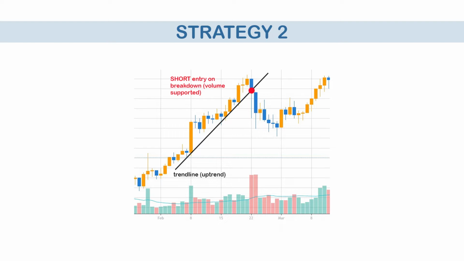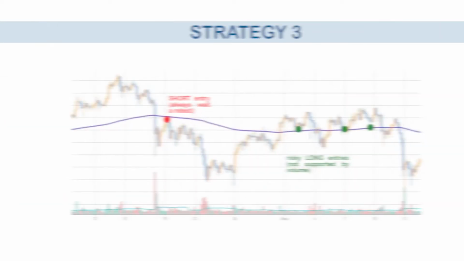Remember, higher time frames have stronger trends. So, you would trade this at least on the 4-hour time frame. The daily time frame is the best option when trading trend lines. Don't forget, always look for volume confirmation.